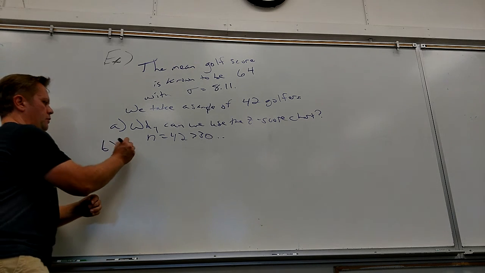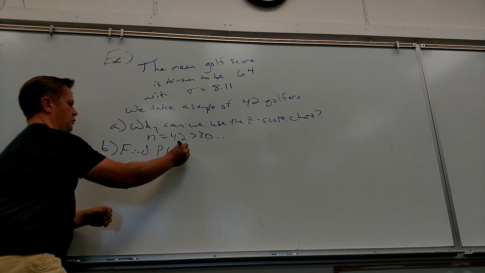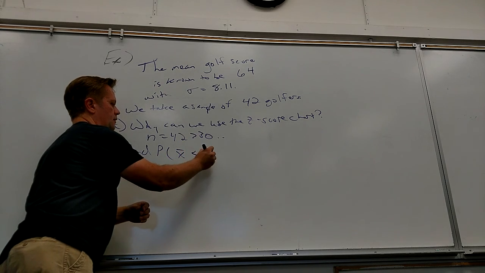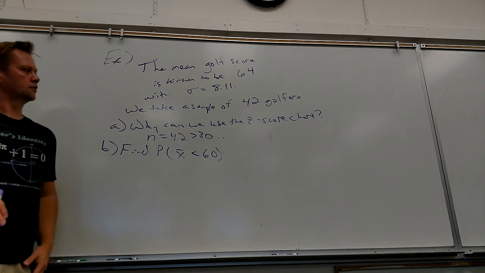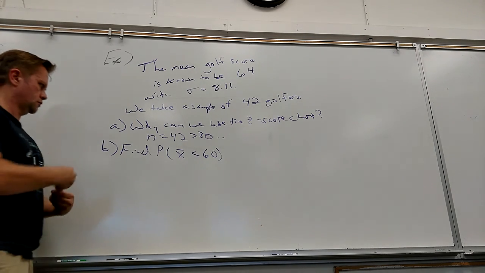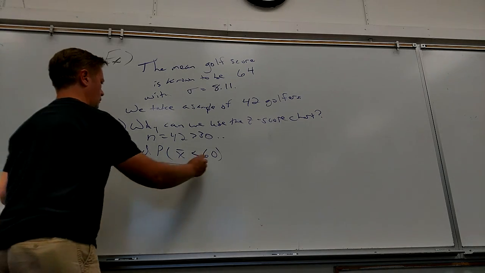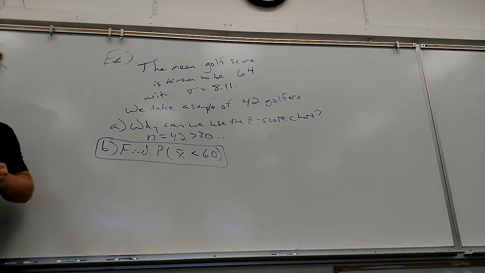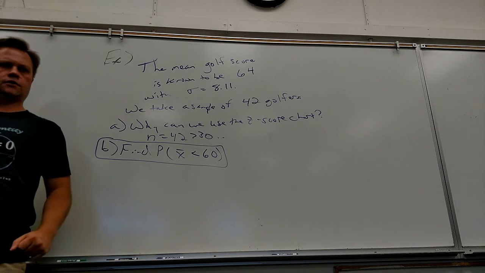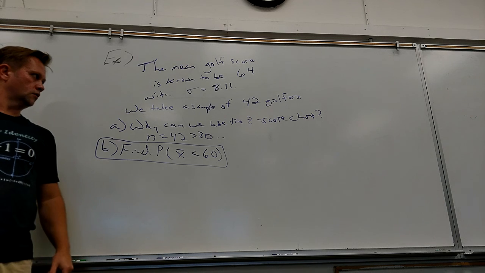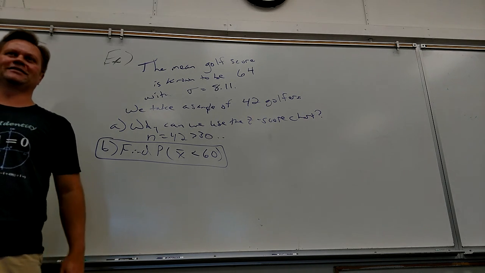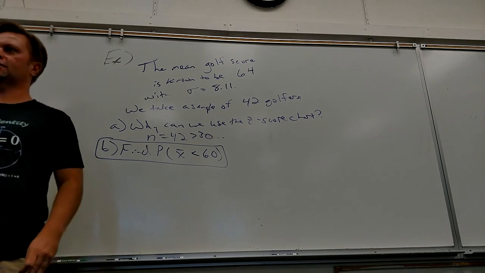So B, find the probability that the sample mean of the 42 golfers is less than 60. So do that. Take a minute, try to do that. Sorry if you gave me your calculator back. I should have held on to that.